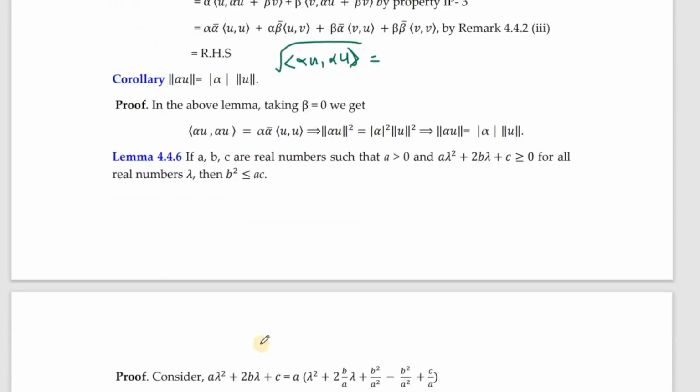Now we prove the next lemma, which will be useful in proving the Cauchy-Schwarz inequality. It states that if a, b, c are real numbers with a positive, and a lambda squared plus 2b lambda plus c is greater than or equal to 0 for all real numbers lambda, then b squared is less than or equal to ac. What is b? It is the coefficient of lambda divided by 2, a is the coefficient of the highest power, that is lambda squared, and c is the constant term. So b squared less than or equal to ac is our target.